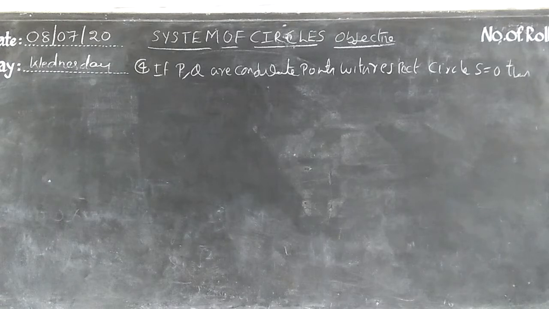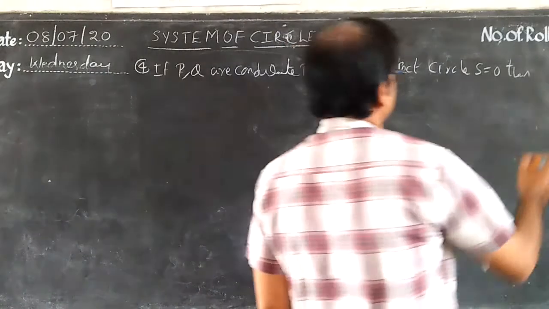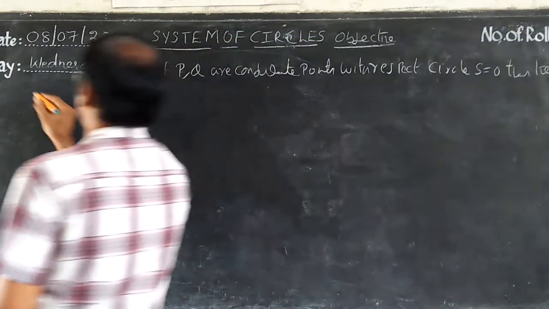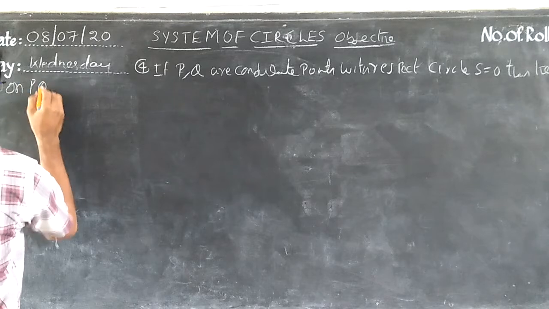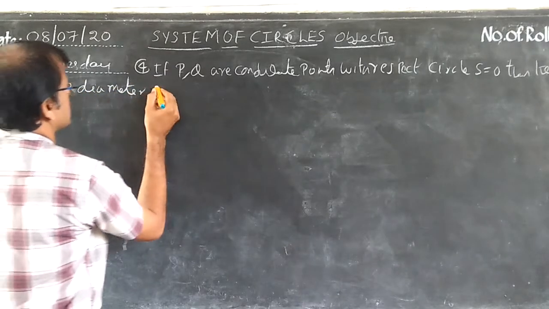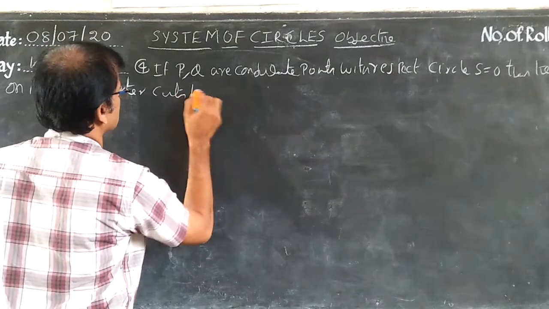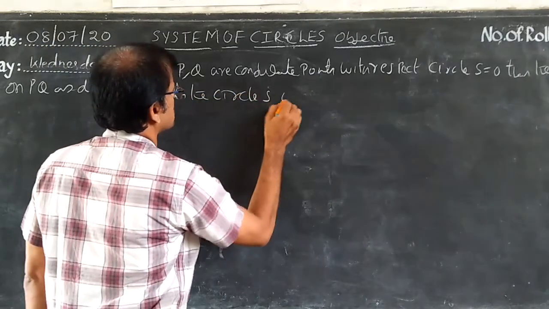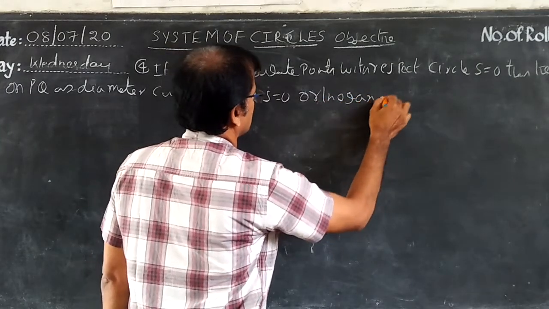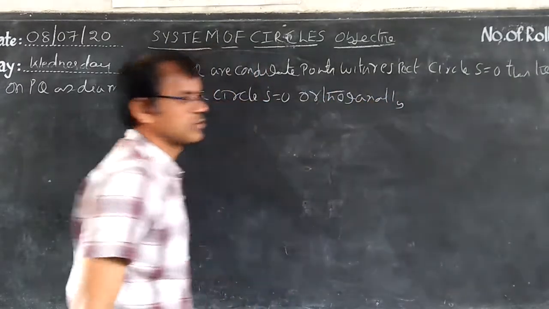If P, Q are conjugate points with respect to a circle S equal to 0, then the circle on PQ as diameter cuts the circle S equal to 0 orthogonally.